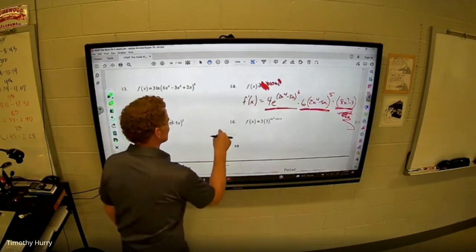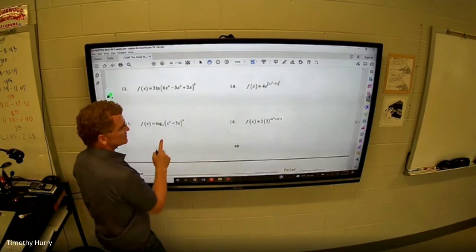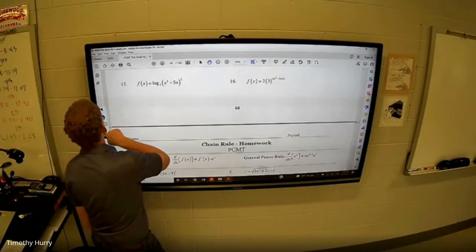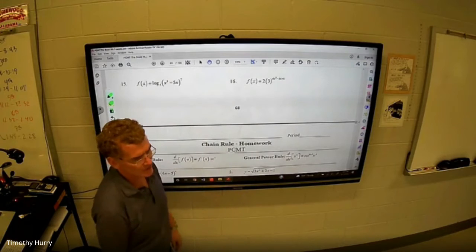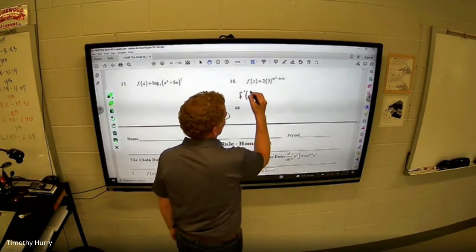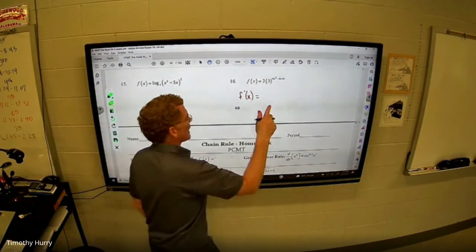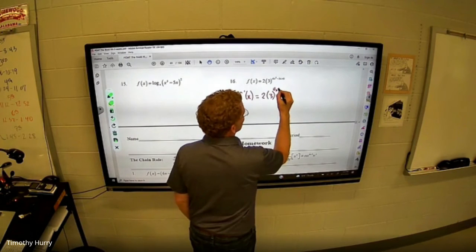Now, what about 16? 16 is going to look exactly the same with one small change. 16 is not e to a power, is it? It's 3 to the power. Everybody with me? So right here, the derivative of f, where do I start? It's exponential. Copy down the whole thing. So 2 times 3 to the blah power.